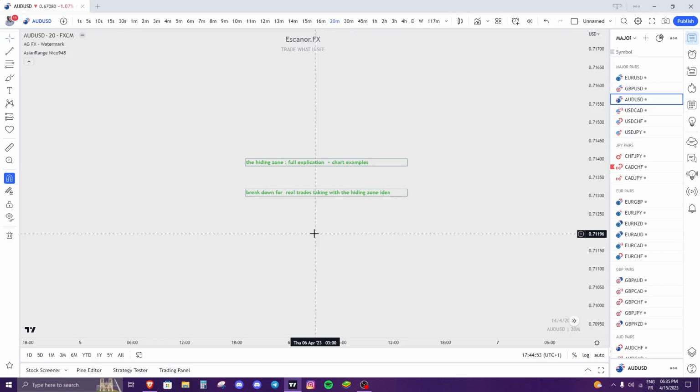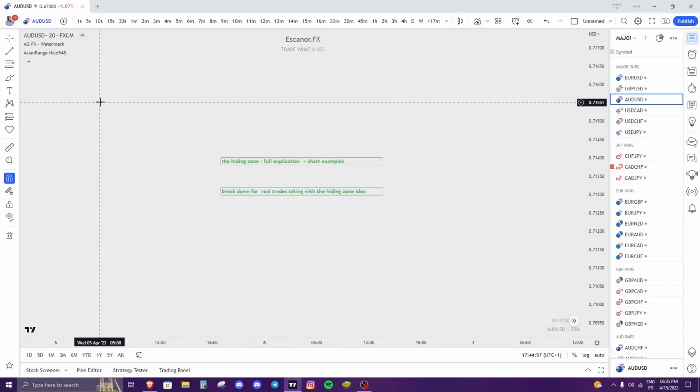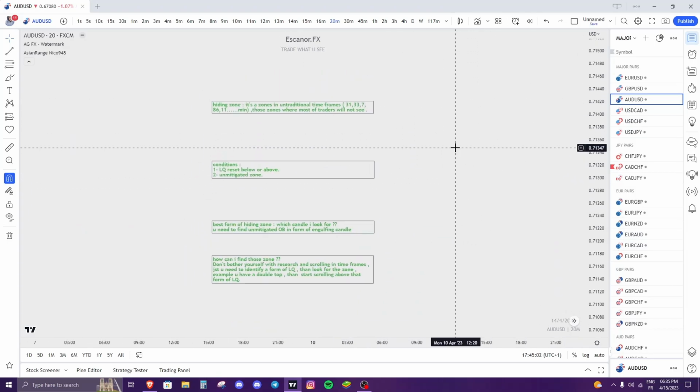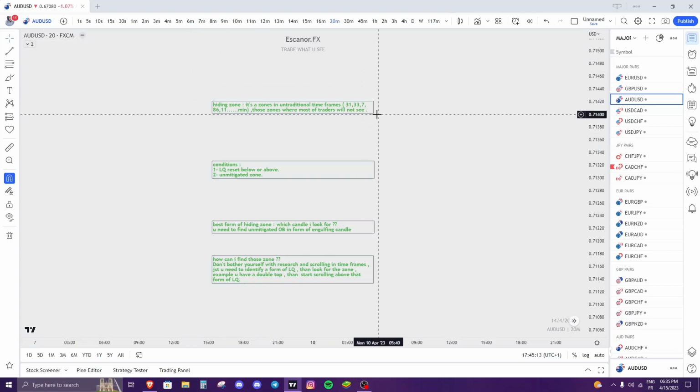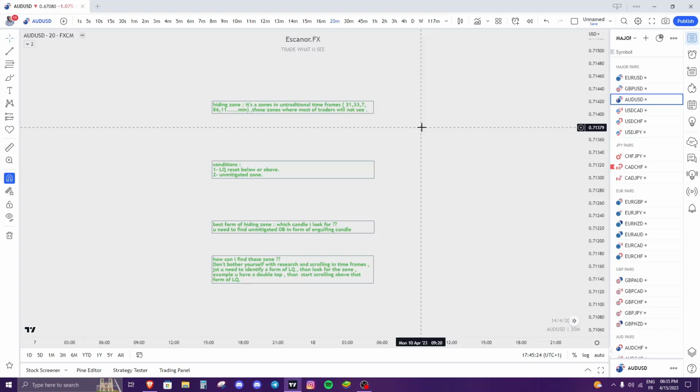We have the hidden zones. So we're gonna explain what this idea is. By definition, the hidden zone is a zone in specific, unusual time frames. You need to have a premium TradingView to get this feature. So it's zones where most traders will not see. You need to have a condition to take a trade from this zone.